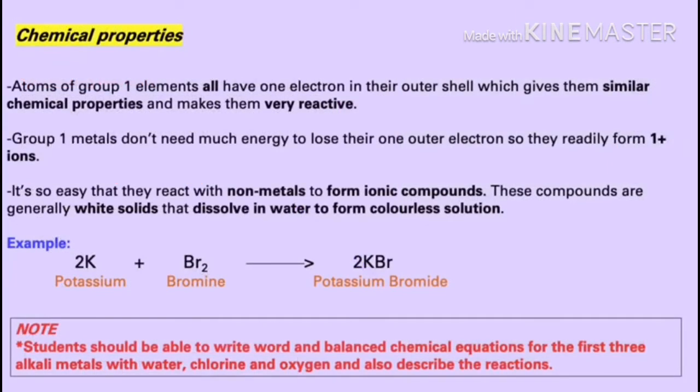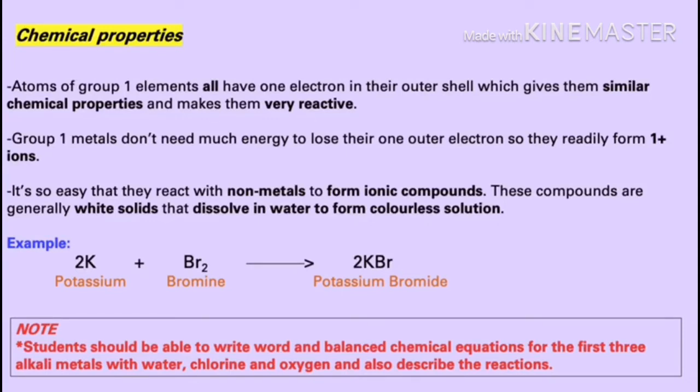Chemical properties of alkali metals. Atoms of Group 1 elements all have 1 electron in their outer shell, which gives them similar chemical properties and makes them very reactive. Group 1 metals don't need much energy to lose their 1 outer electron, so they readily form positive 1 ions. It's so easy that they react with nonmetals to form ionic compounds.